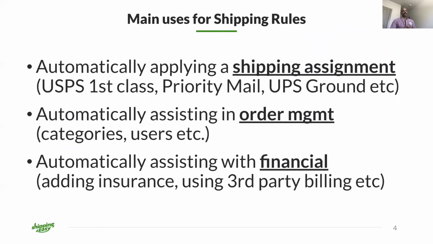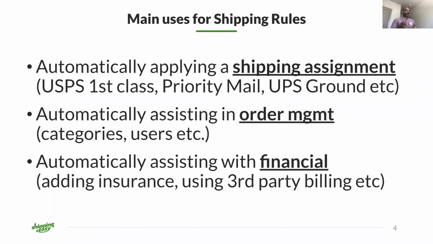The main uses for shipping rules within Shipping Easy are, the first is automatically applying a shipping assignment. So going back to my previous example, if an order comes from Shopify, then set it to United States Postal Priority Mail. That's a shipping assignment. It's the post office. It is a priority mail package, and it's going to be applied to all of my Shopify orders. So that's just an easy example, but that's a shipping assignment, or a preset as they're known in our software.